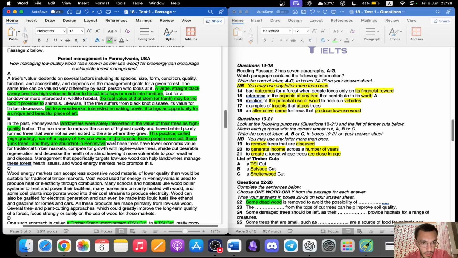Why is it not highlighting? Thank you. I'm having a rough time highlighting this. This is question number 14.